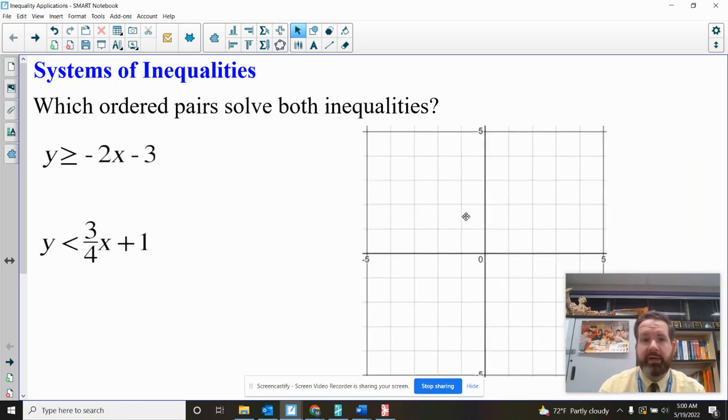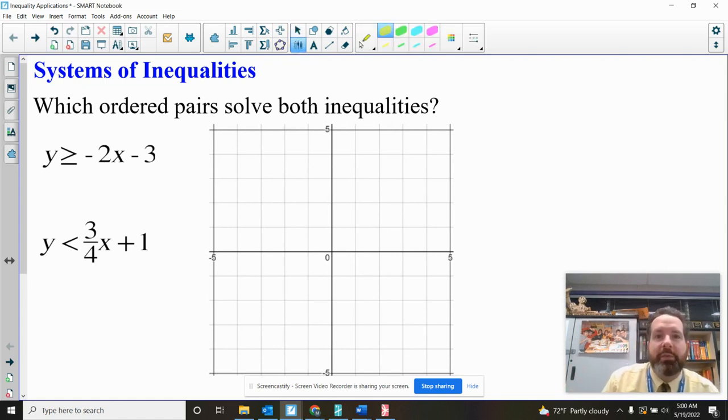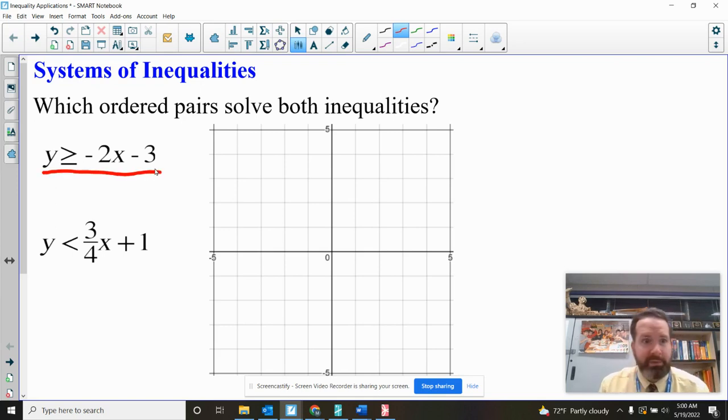Well, for our example here, I've got these two. So we're going to do a quick refresher on how you graph these, and then we'll talk about where we can find the solutions to this system. Here we go. Let's start with, and I realize I have the advantage of being able to use different colors, so I'm going to take advantage of that. We're going to have this first one be our red one. All right, y is greater than or equal to negative 2x minus 3.